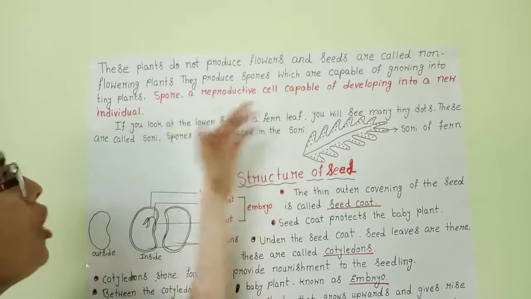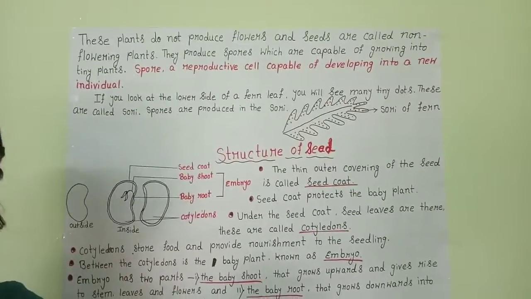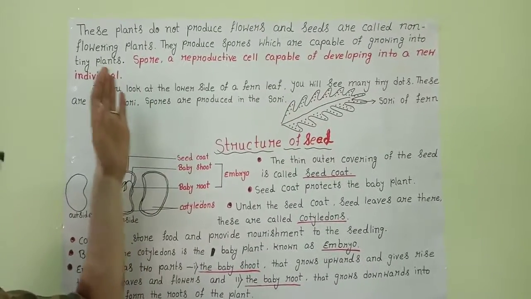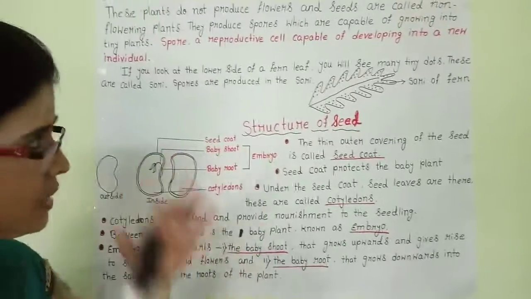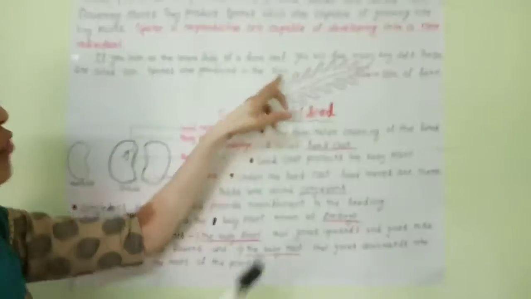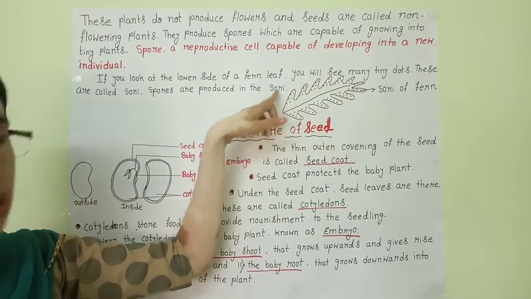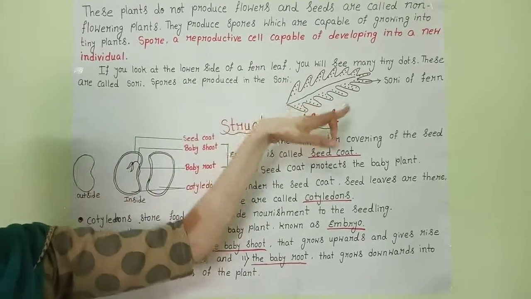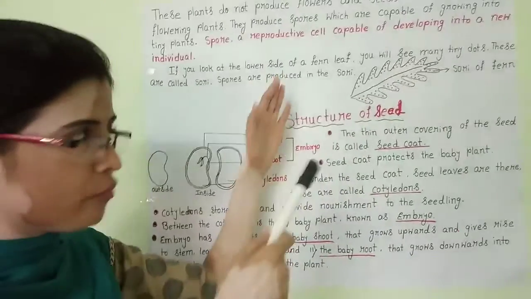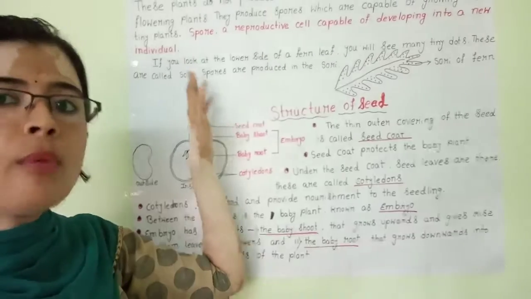Plants that do not produce flowers and seeds are called non-flowering plants. Why non-flowering plants? Because they do not produce any type of flower or seeds. They reproduce through spores. Already I have told earlier what spores are: a reproductive cell. If you watch the fern leaves properly, you can see tiny dark dots. These dots are called sori. Inside the sori, spores are produced. This is the reproductive system of these plants.